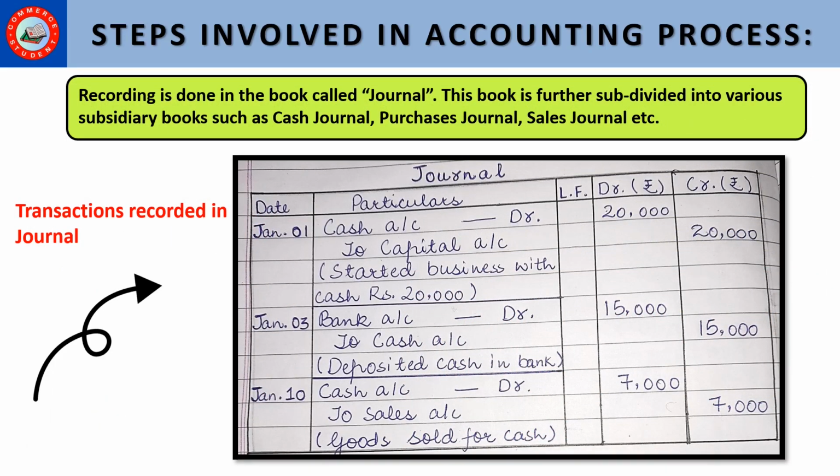Recording takes place in a book called journal. As we can see, the transactions in the previous slide are now recorded in journal in an order of occurrence. Moreover, journal can be further divided into various subsidiary books like cash book for all cash transactions, purchases journal for credit purchases of goods, sales journal for credit sales of goods, etc.